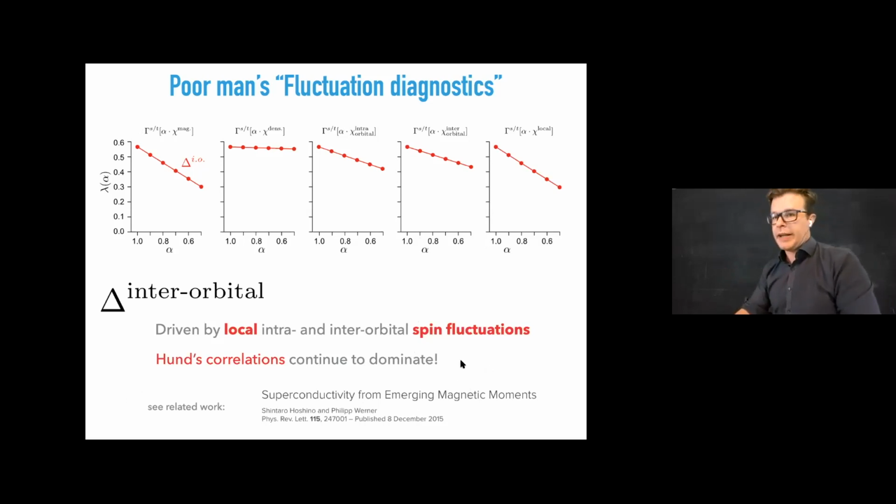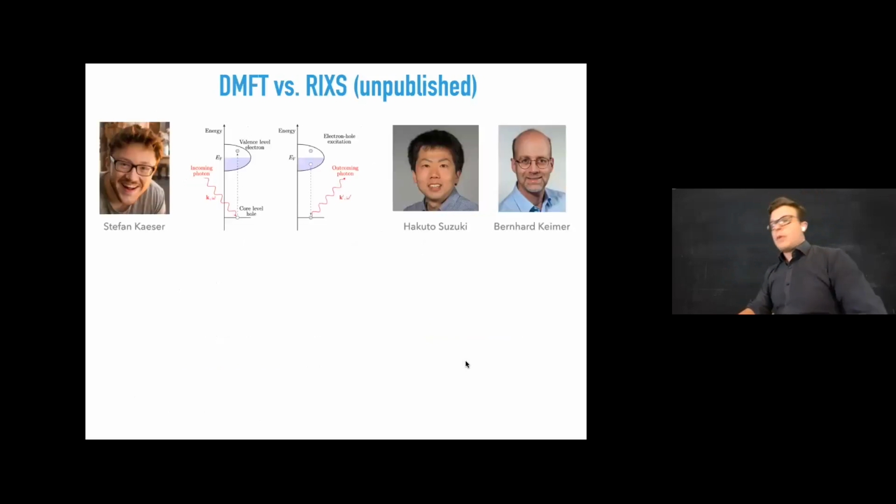There is actually a related work to such possibilities also by Philipp Werner in 2015. So I will just now flash to you, on just one slide, don't get nervous, Thomas, this is my last slide basically, unpublished work, because we actually have the possibility to also compare the fluctuations that we put into our pairing vertex directly to experiment by means of RIXS experiments carried out by Hakuto Suzuki in the group of Bernhard Keimer.